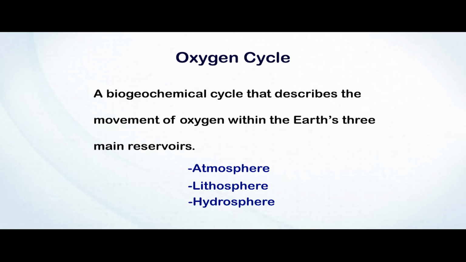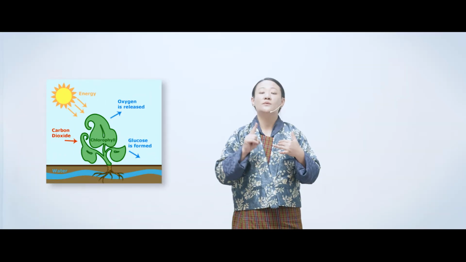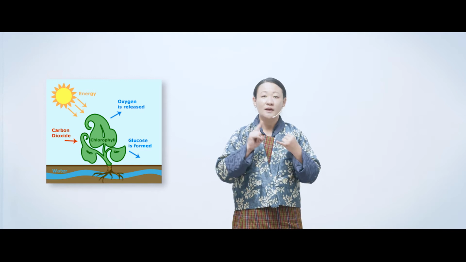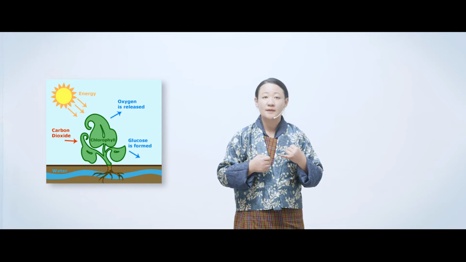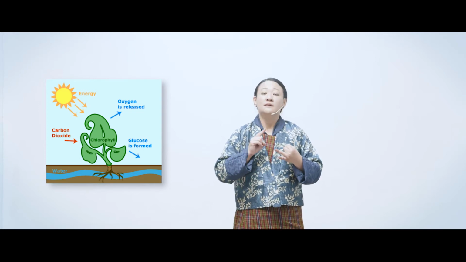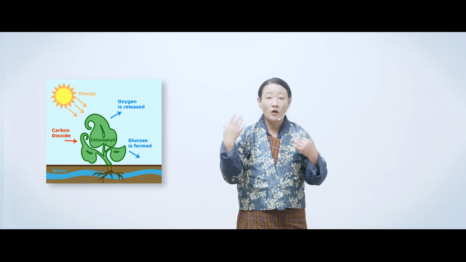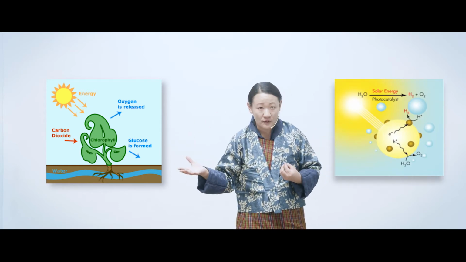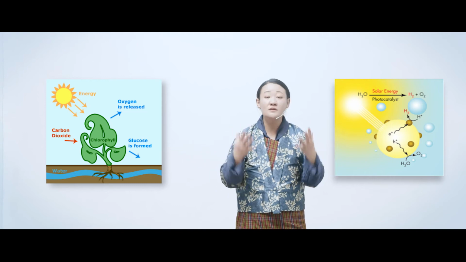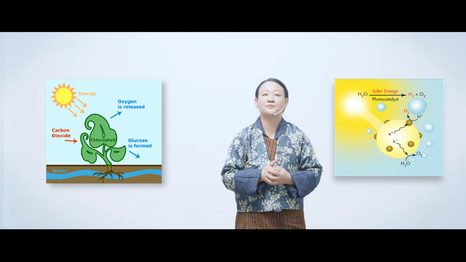This oxygen cycle is a process by which the oxygen is generated and then it is used. The process takes place within the plants and when there is sunlight. In the plants, they produce oxygen during photosynthesis. And some portion of the oxygen is also produced when the sunlight reacts with the water vapor in the atmosphere. So this is how oxygen is produced.